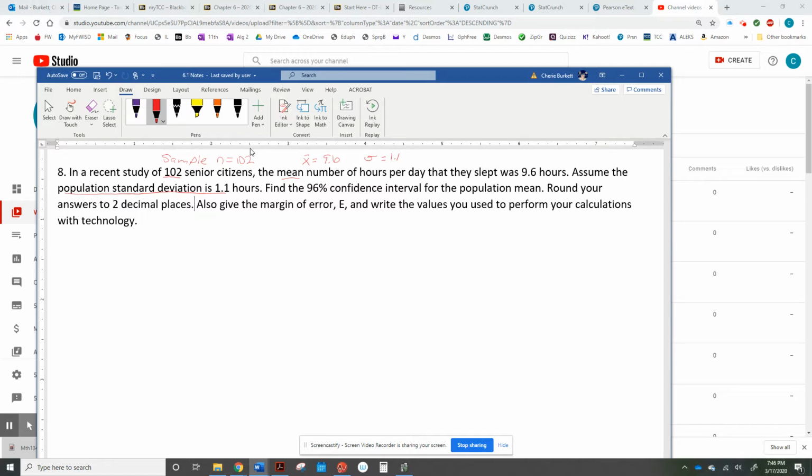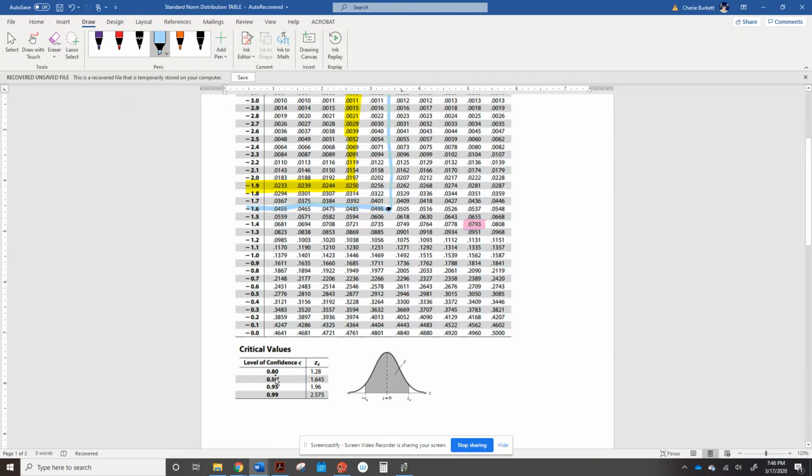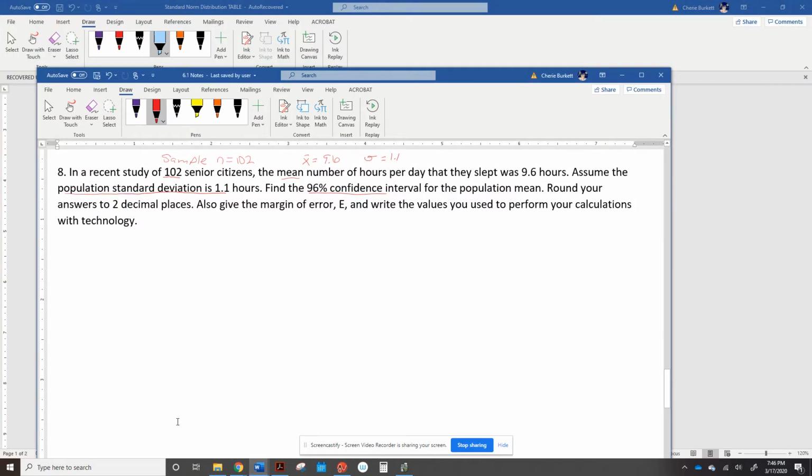It says find the 96% confidence interval. And I picked this one because I don't believe 96 is a number that's on here. So we're going to have to calculate our critical value. 96 is not on there, which is why I wanted to do it. So find the 96% confidence interval for the population mean.